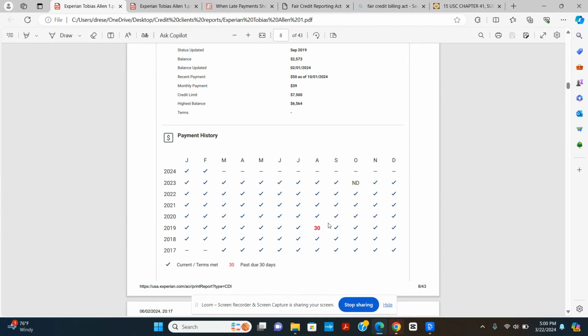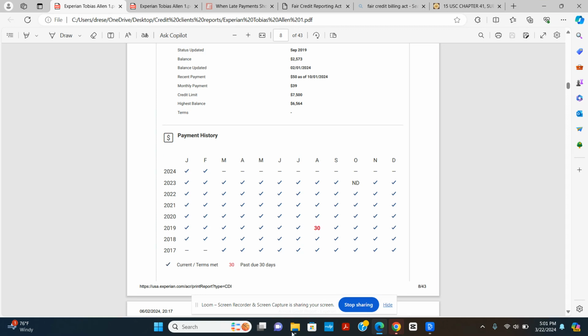As you can see right here, this guy has a 30-day late payment. The first thing I'm going to do with this client is gather information. I'm going to figure out when his due date is, and count the days from his due date to the day he made that payment.